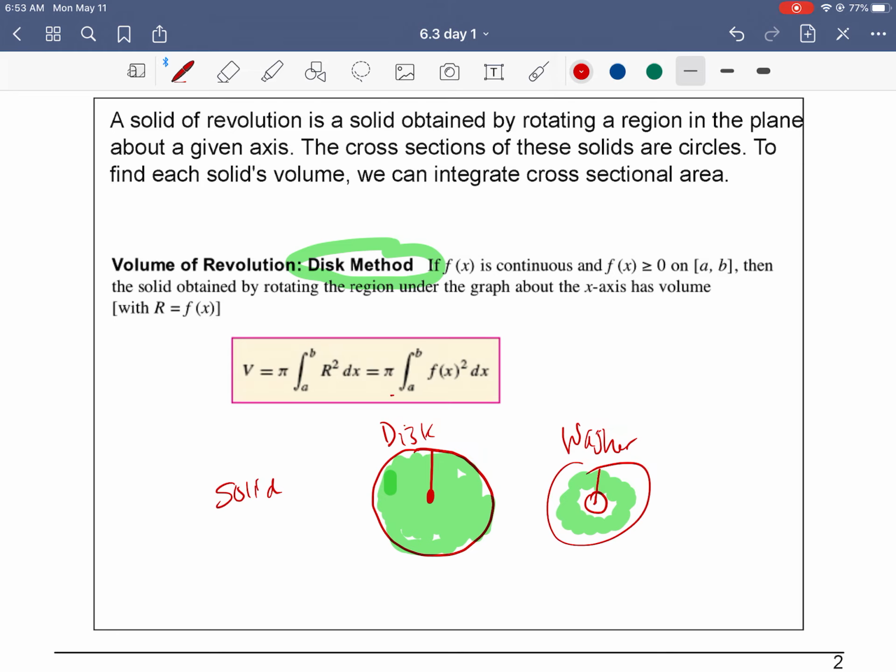The second equivalent way of saying this is pi times the integral from a to b of f of x squared, because the radius will be dependent upon what the function is. The radius will not be just a number, it'll be what the function is. Another way to think about it, the radius will always be the distance from the axis of rotation to the function. Okay.